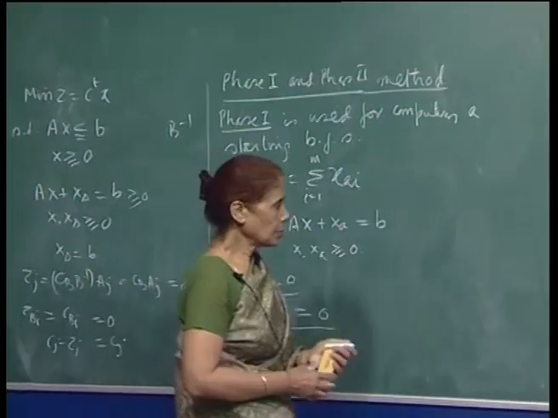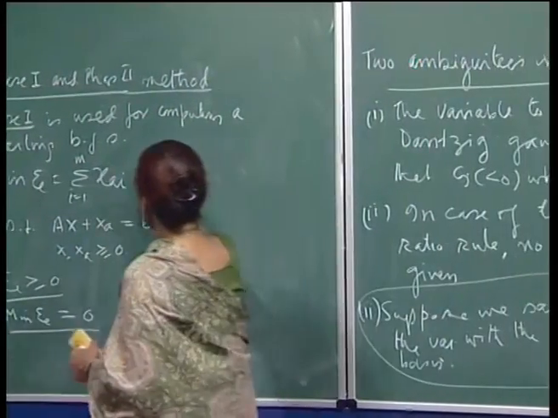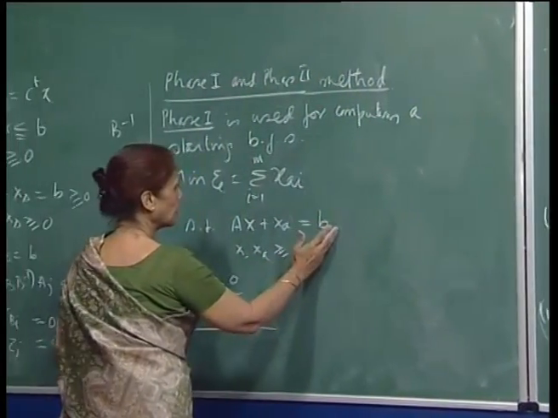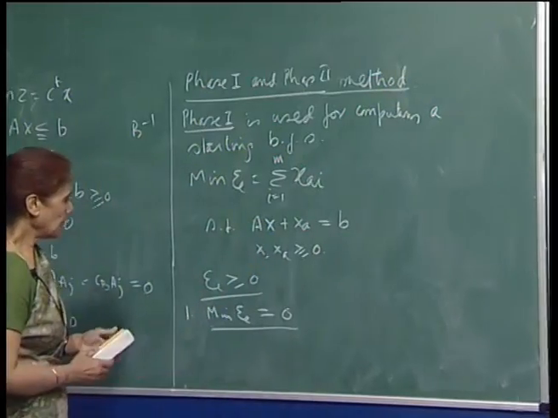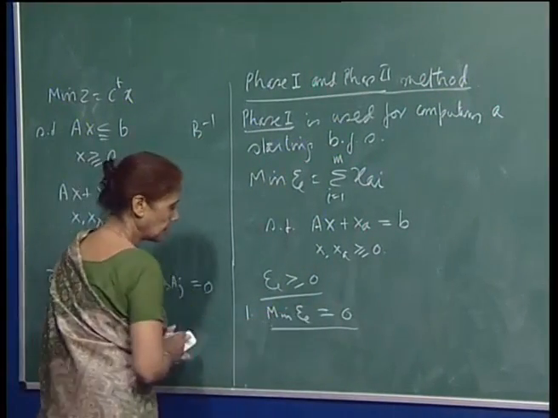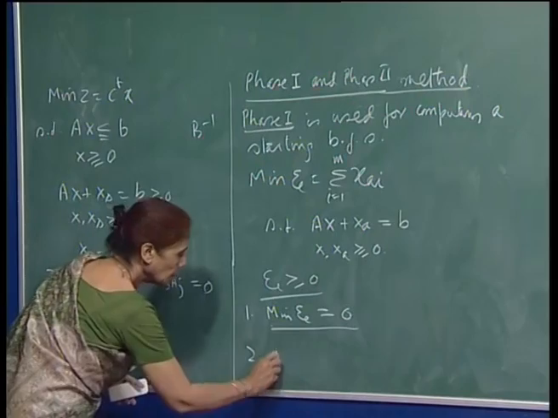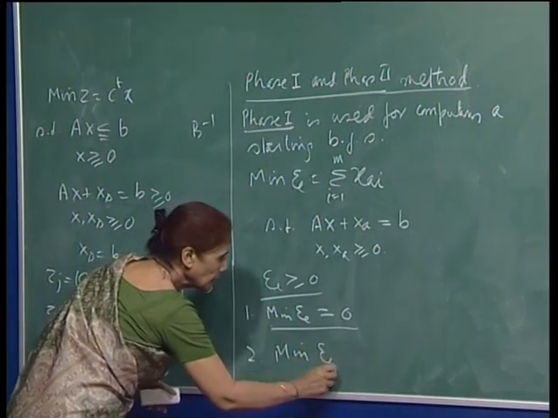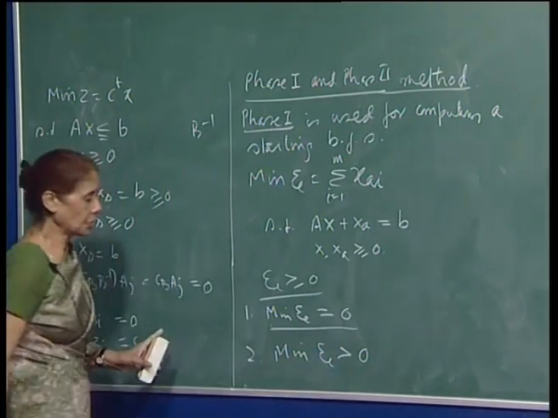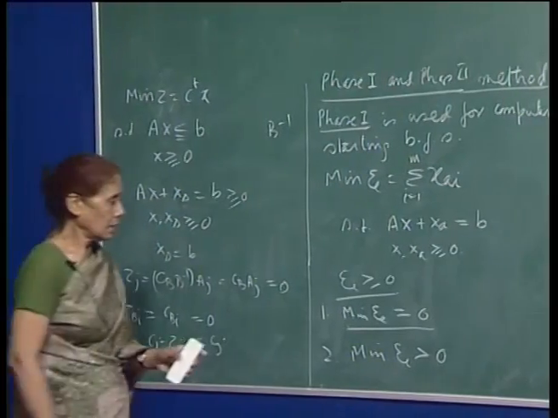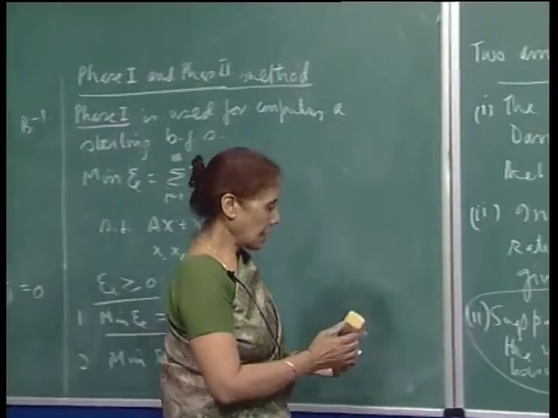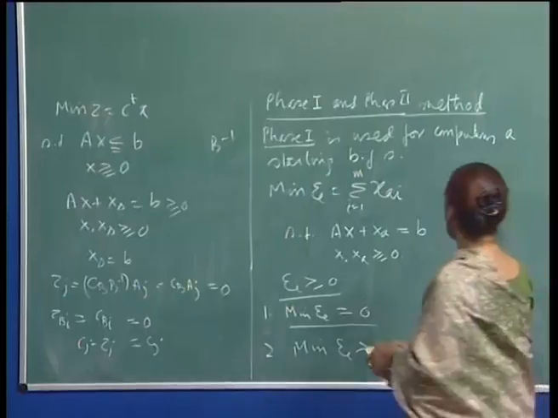That means when I end up with the simplex algorithm, I will either have minimum psi equal to 0 or minimum psi greater than 0. These are the two possibilities, right? What happens when minimum psi is equal to 0?